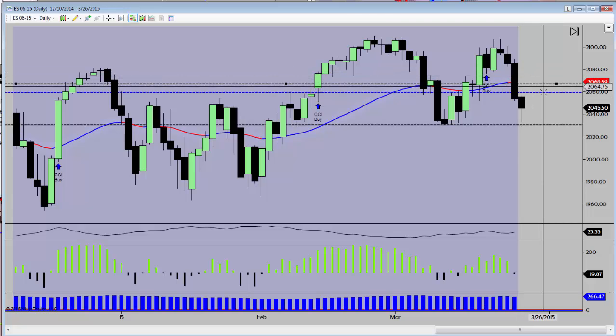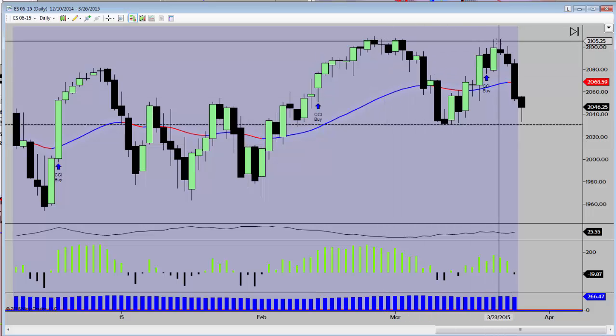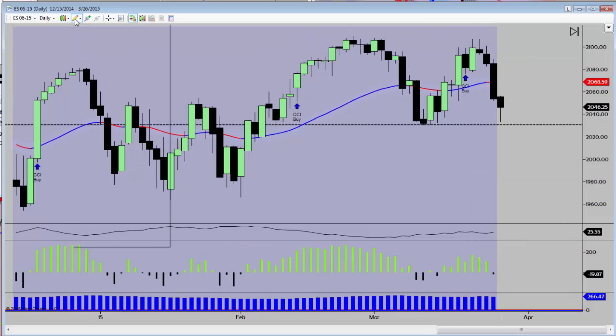Daily bar chart, gone, gone, and gone. You see that we put in an effective symmetrical double top on the S&P 500. This is the June 2015 contract. If we break below, close below today, then where are we headed? So right here, from this swing high to this current swing low, that's still an active leg.